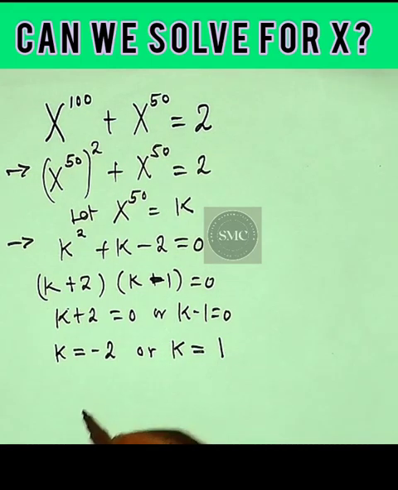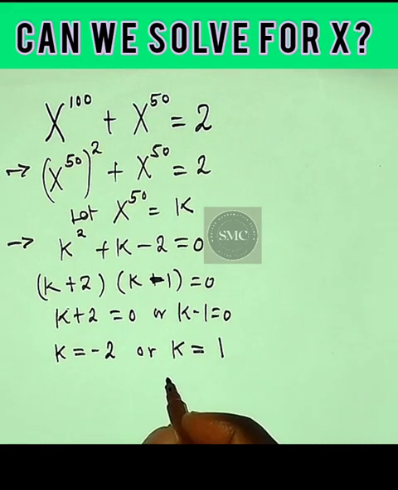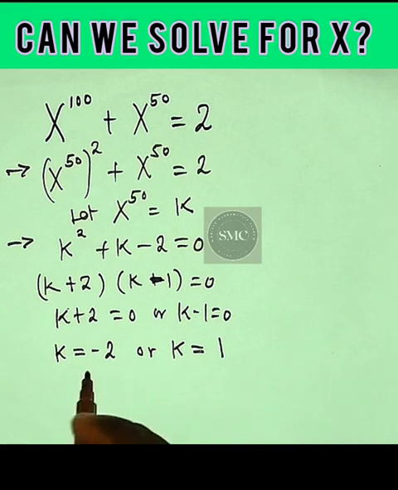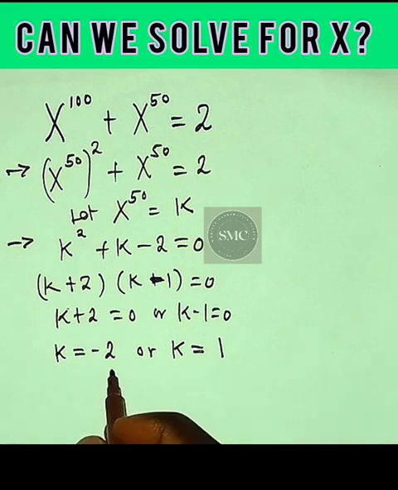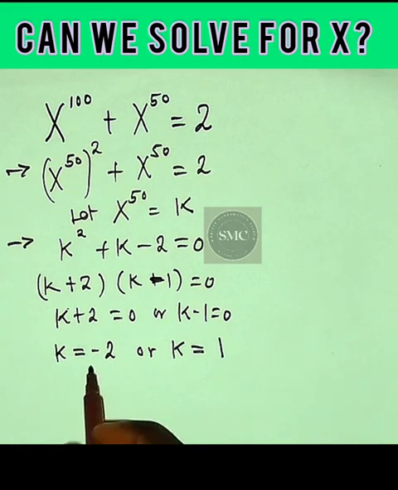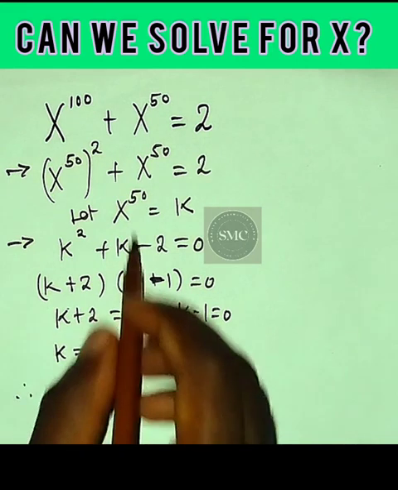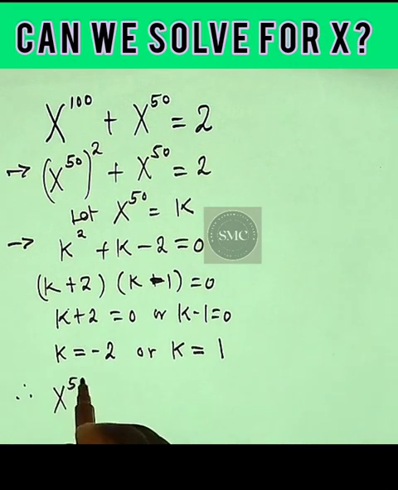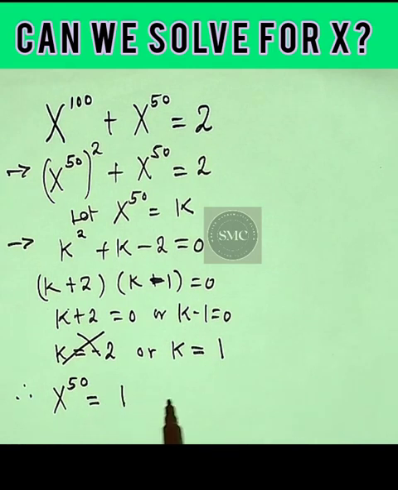Now what do you think we can have here? We are not looking for the value of k, but we are looking for the value of x. But here k is x to the power 50. So for minus 2, x to the power 50 cannot be negative. So we cancel out this one, and we are going to have x to the power 50 equals 1.